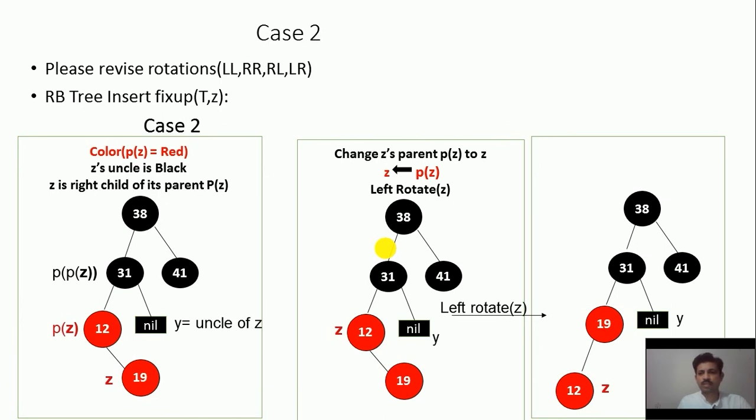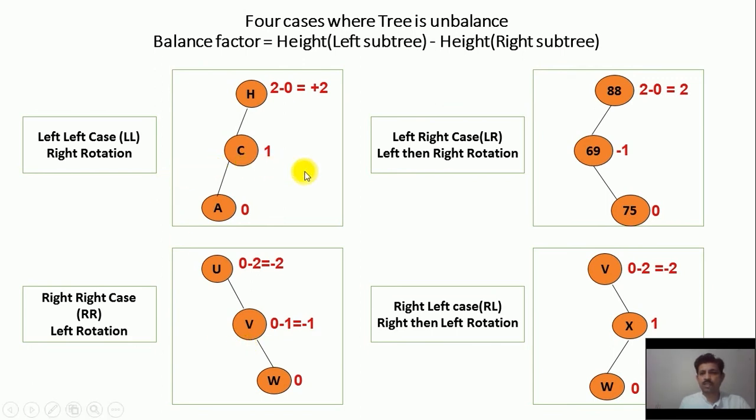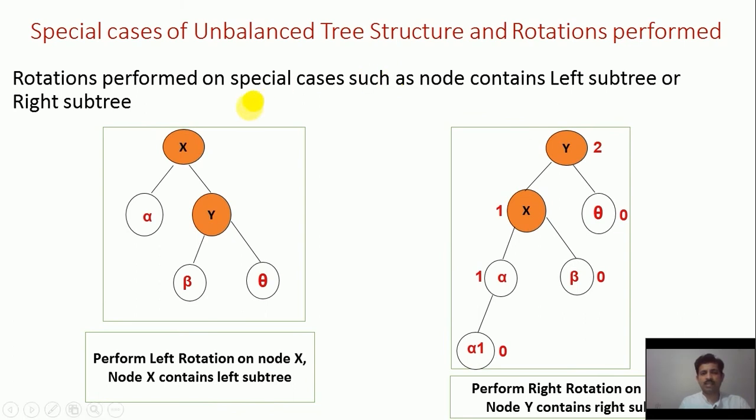Now, next is case 2. Before discussing case 2, you have to revise the rotations, because in case 2 and case 3 we have to use left rotation and right rotation. You have to revise the rotations which were covered in AVL tree, so please watch my videos for rotations. These are the simple rotations: LL, LR, RR, and RL, and there are also complex rotations. Please revise them.